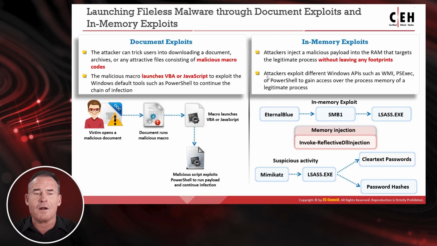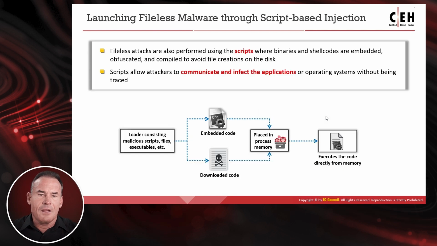All right, fileless malware will either infect documents, malicious macro codes, inject itself into memory. This is actually a little bit of a flow chart on the EternalBlue vulnerability, SMB1, memory injection. They may also launch through scripts, right? Fileless performed using scripts. Binaries and shellcodes are embedded, obfuscated, and compiled to avoid file creations on the disk. You may actually have scripts loaded from like registry key locations.